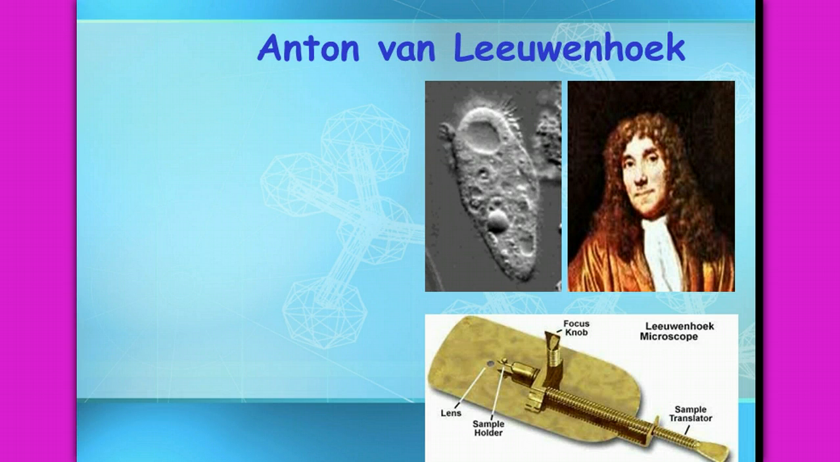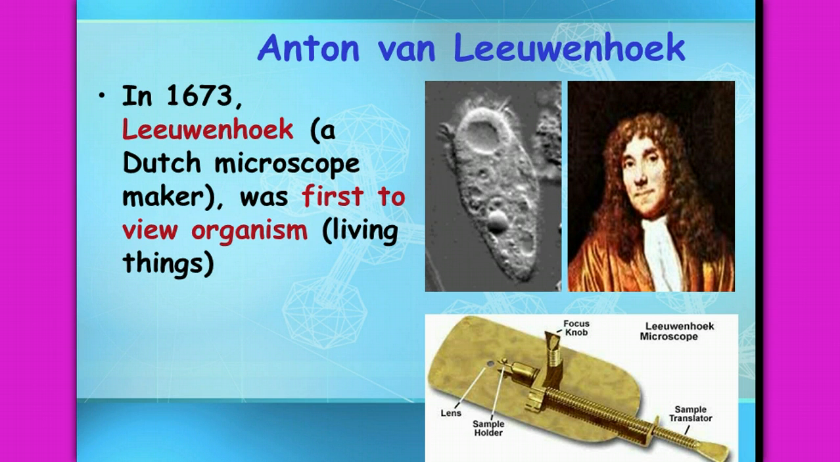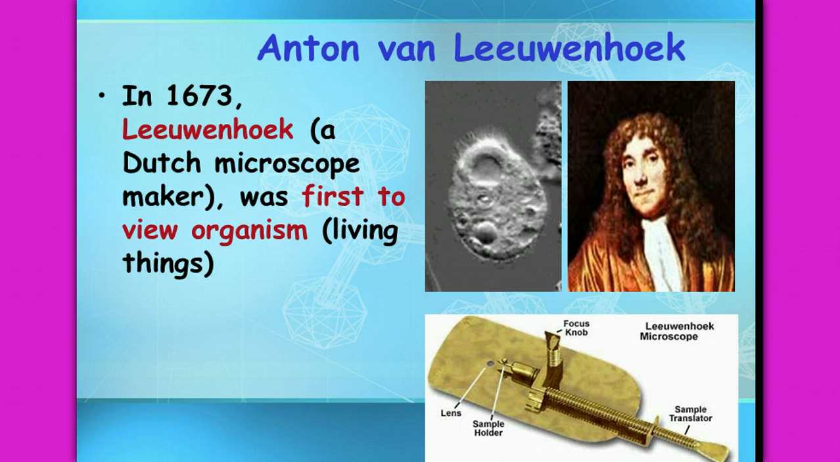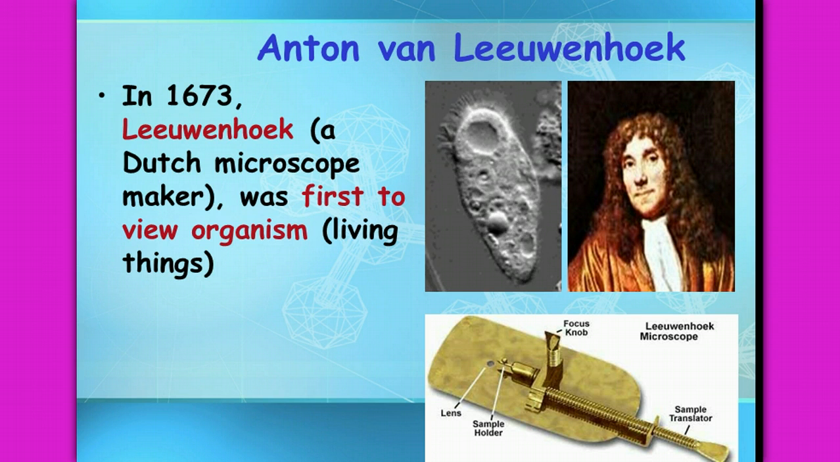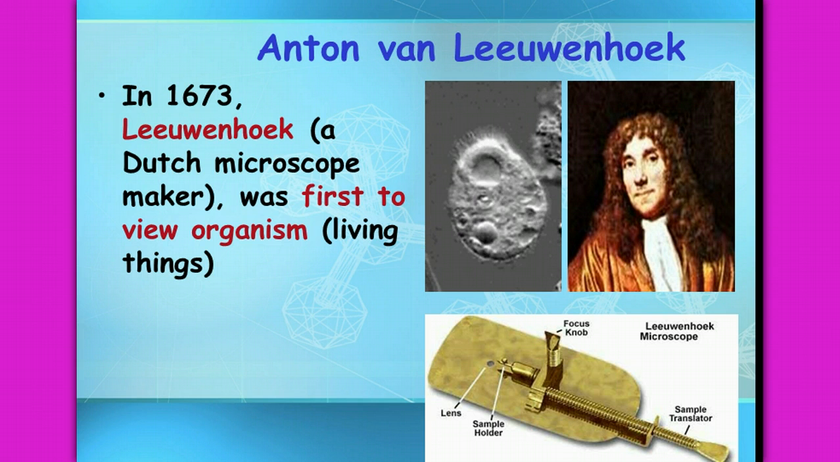Now, Anton van Leeuwenhoek, in 1673, who was the Dutch microscope maker, and he was the first person to develop the first microscope. That's how we were able to even observe cells.